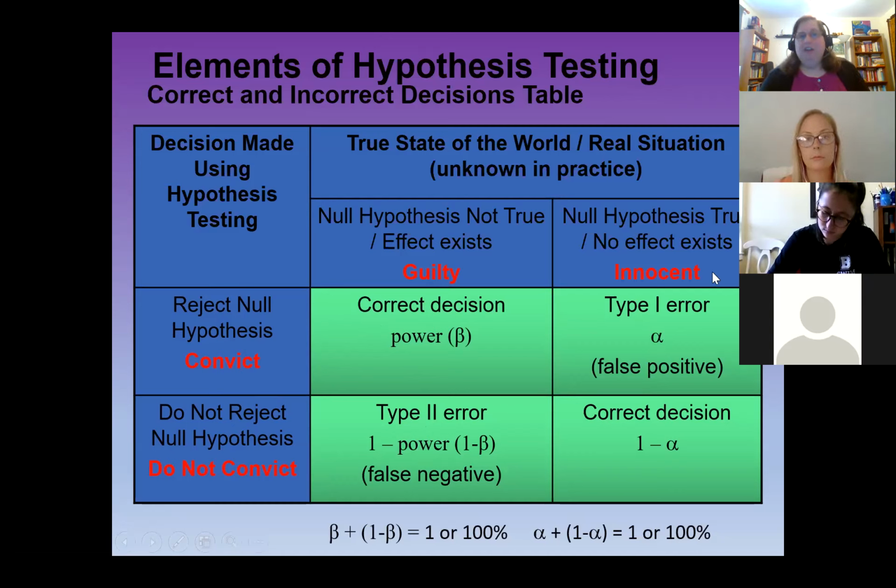If, on the other hand, they're innocent and you do not convict, you made a correct decision. But this is the one we're trying to avoid: we don't want to convict the innocent. So if they're innocent and we convict them, that's the error in our field that we're trying to avoid.